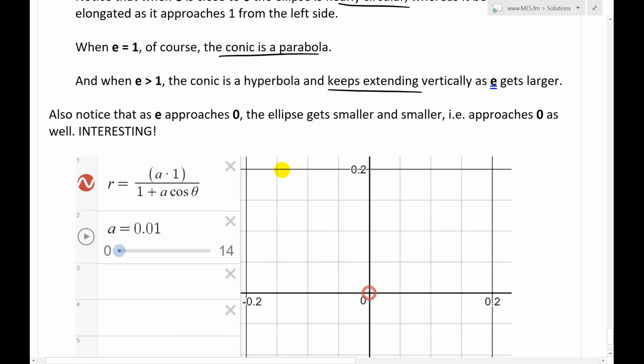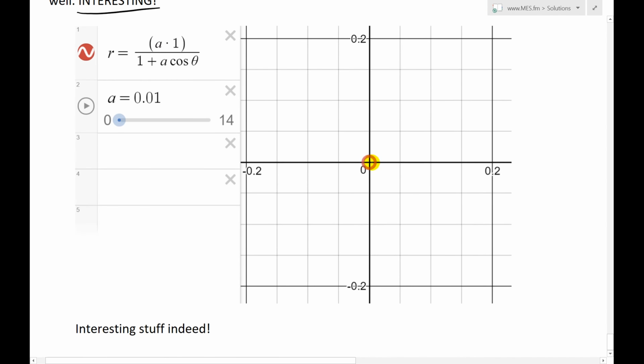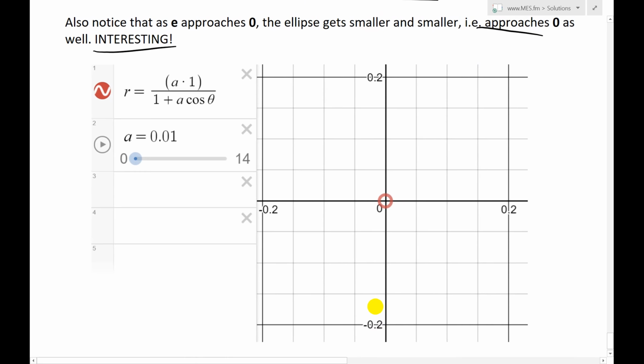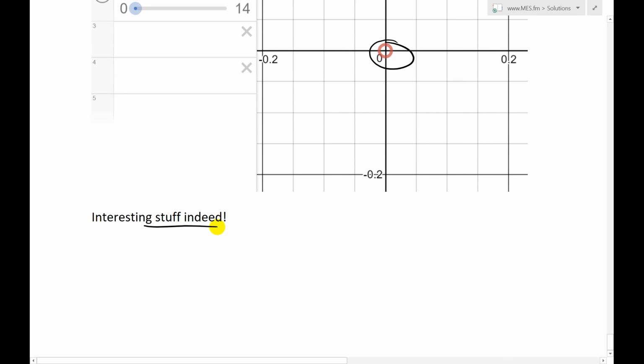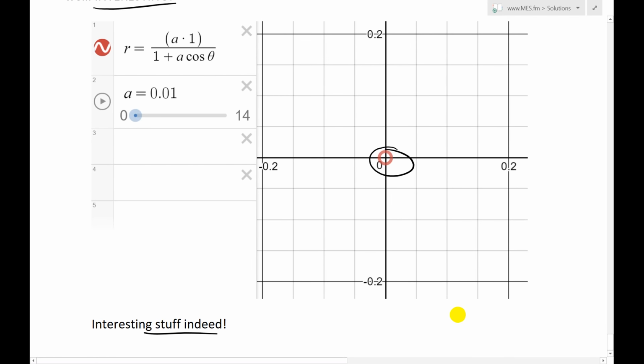So also notice that as E approaches 0, the ellipse gets smaller and smaller, i.e. approaches 0 as well. So it's all getting to the exact spot 0, becomes like a circle, but it's very, very small. Very fascinating stuff indeed. Look at the scale here, 0.2, 0.2, and this at 0.01 I made it. It gets smaller and smaller.